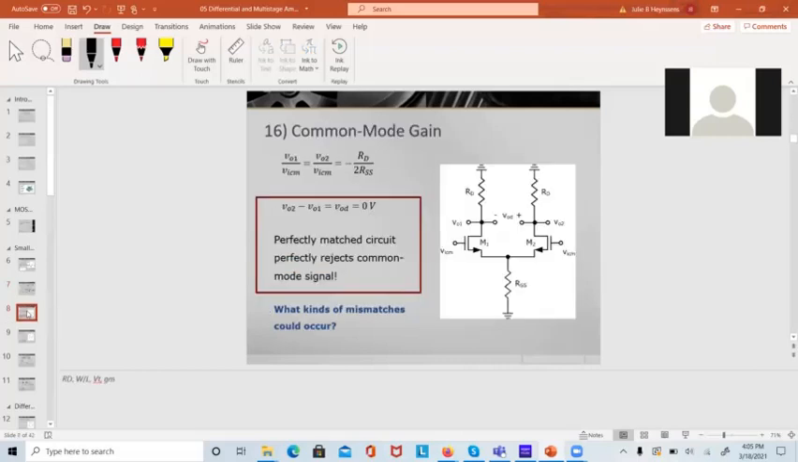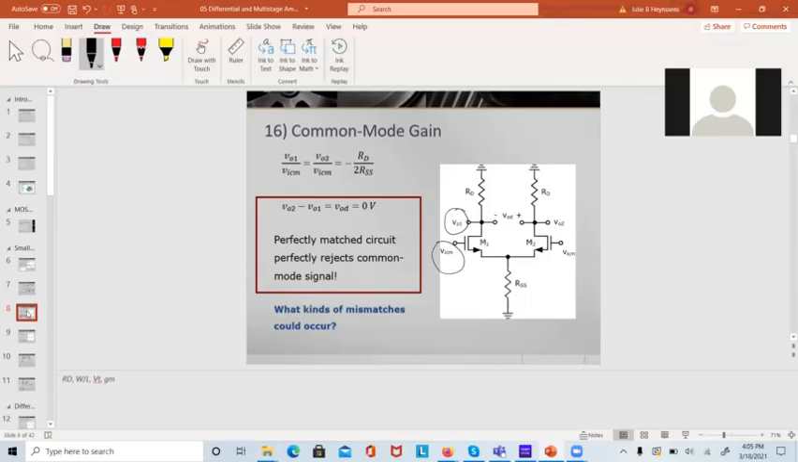Now, if I look at this, the equation for the common mode gain, if I have my output voltage at 1 over Vn common mode, it's just the gain of that transistor.